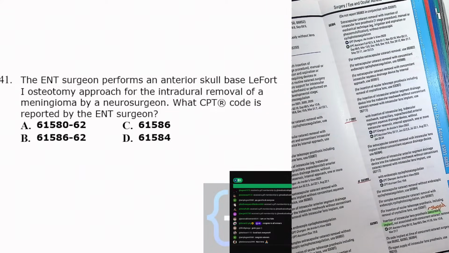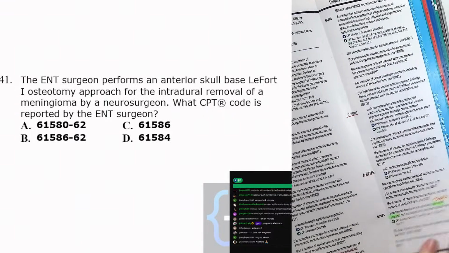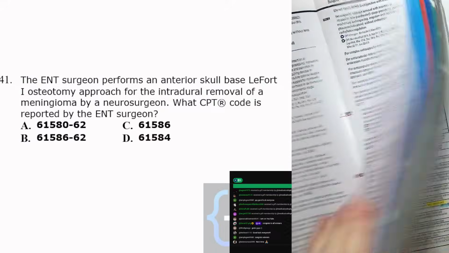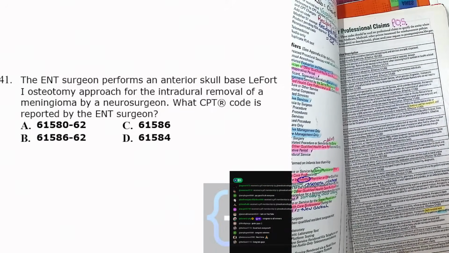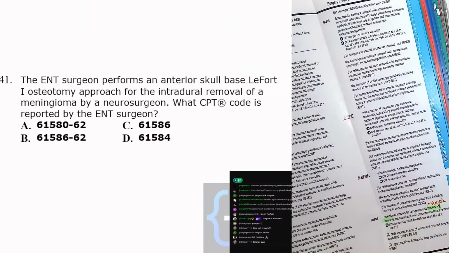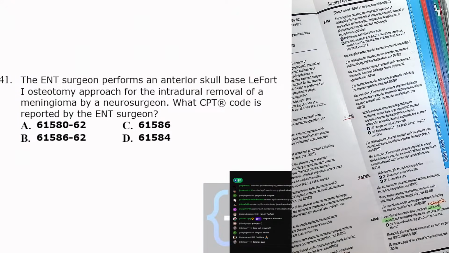For our next question, I see that we have modifiers attached to 2 of the answers, which is modifier 62. 62 is 2 surgeons. Do we have that issue going on today? Would we need that modifier for this question?